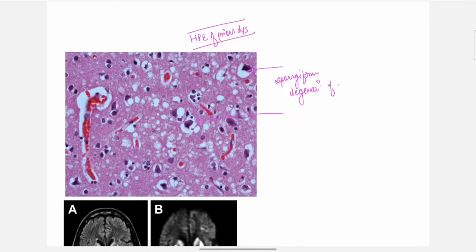But there is always an exception. The exceptions to this rule are two: one is fatal familial insomnia and the second is variant CJD. What happens in variant CJD? In variant CJD, there are florid aggregates. There is no spongiform degeneration. There are florid aggregates. And also in fatal familial insomnia, there are aggregates.